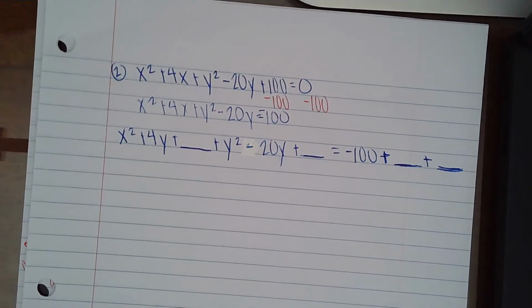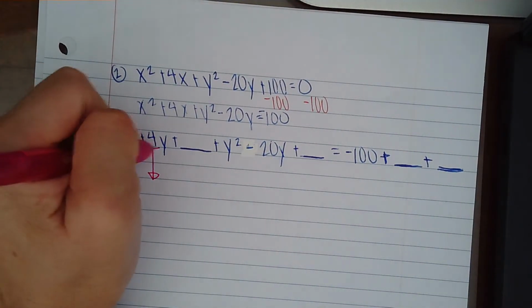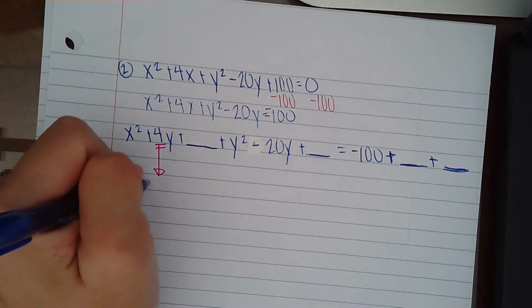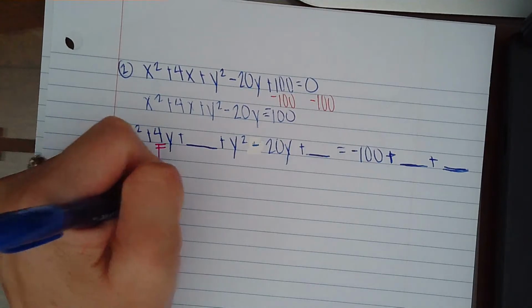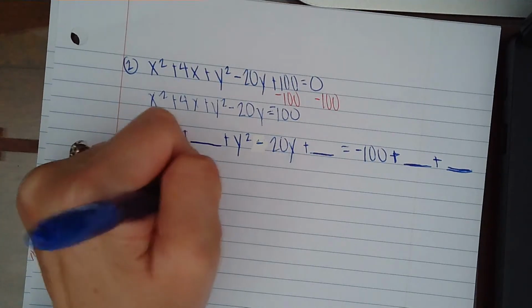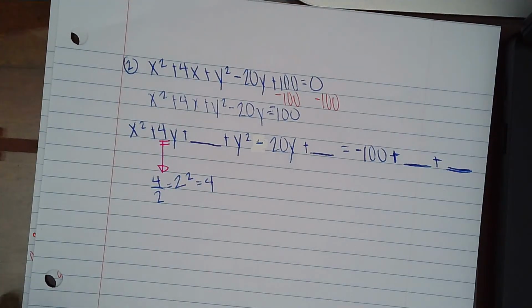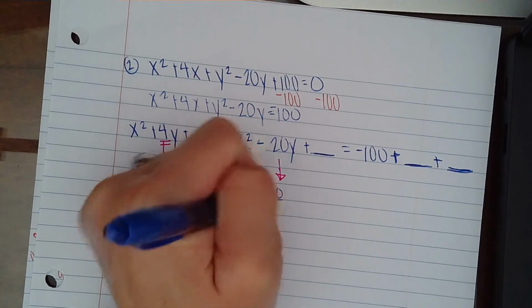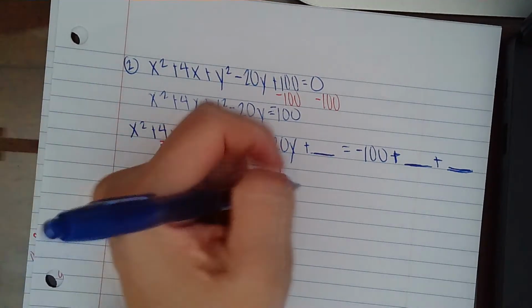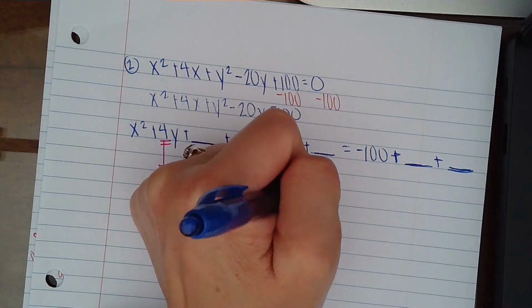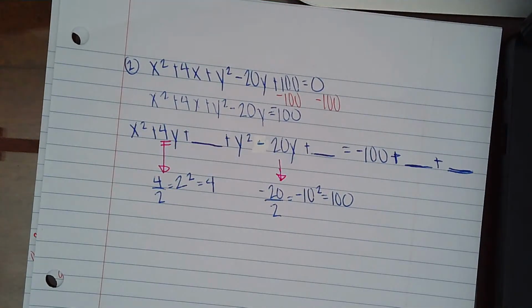Okay, so to create our perfect square trinomial, we take our b term and divide it by 2. We're going to have 4 divided by 2, which gives us 2, and then we have to square it. So now we're going to square that, and we're going to get 4. Okay, and then the same thing here. We're going to take our b term, divide it by 2, so negative 20 divided by 2, which is negative 10, and then squared gives us 100.